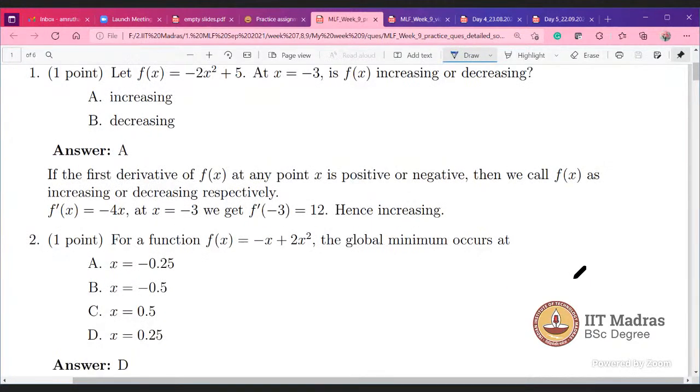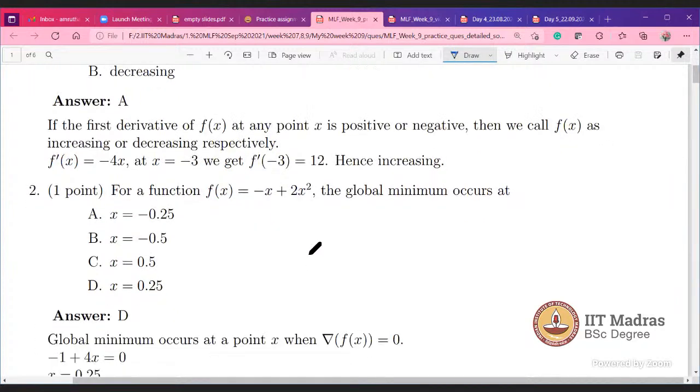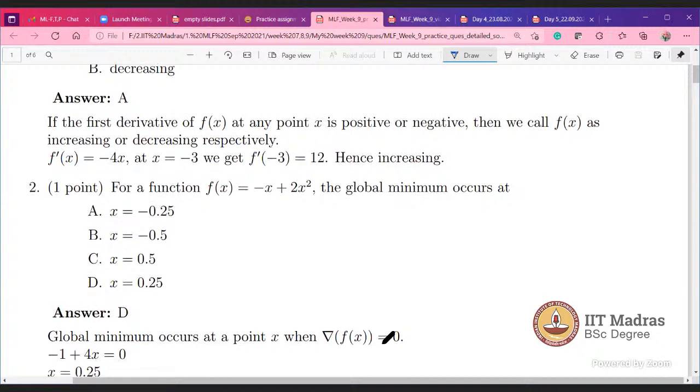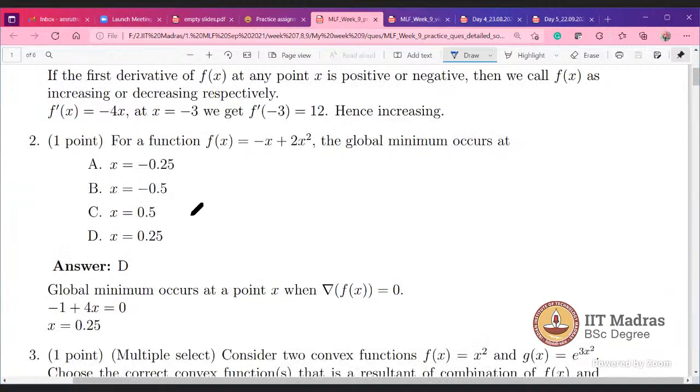For the second question, same, we have to find the global minimum value. When does the global minimum occur? As we have seen in the lectures, we take the first derivative equal to 0. So when you differentiate f of x and equate to 0, you get -1 plus 4x equal to 0. At that time, x is equal to 0.25. That's your answer.